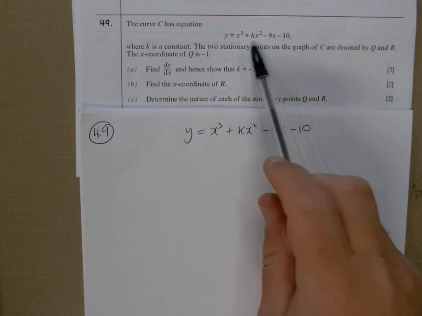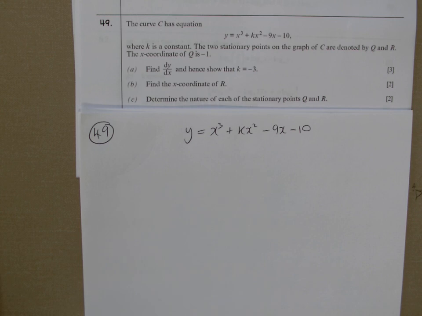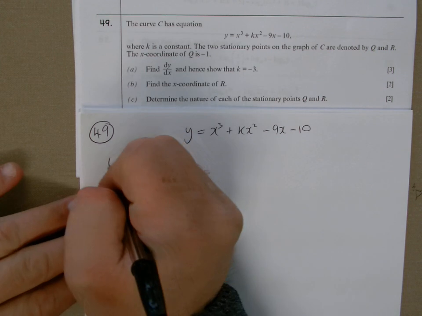Okay, so the curve C has this equation here, which I've written down there, where K is a constant. It says then the two stationary points on the graph of C are denoted by Q and R, and the x coordinate of Q is -1. Find dy dx and hence show that K is -3.